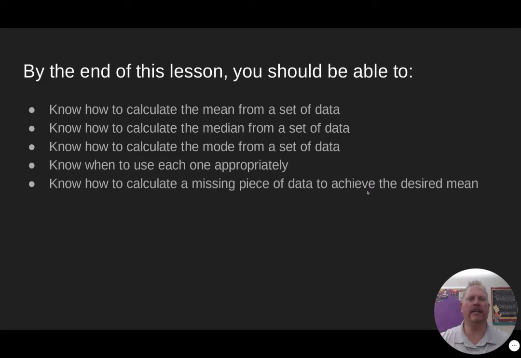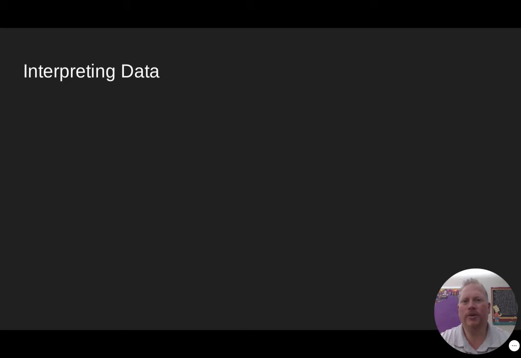By the end of this lesson, you should be able to know how to calculate the mean from a set of data, know how to calculate the median from the set of data, and calculate the mode from a set of data. You should also know when to use each one appropriately. If you look at a set of data, how do you know which one best represents all that data? Finally, you should be able to know how to calculate a missing piece of data in order to achieve a desired mean. So let's get into interpreting data, mean, median, and mode.